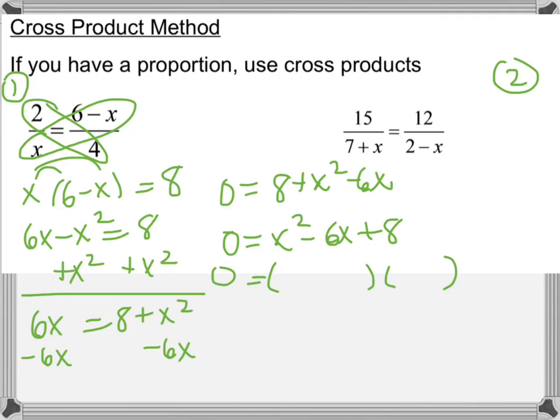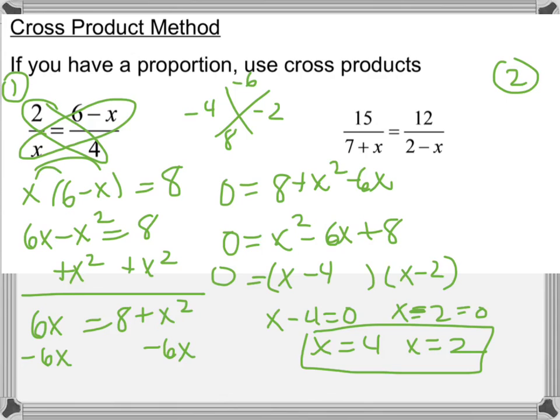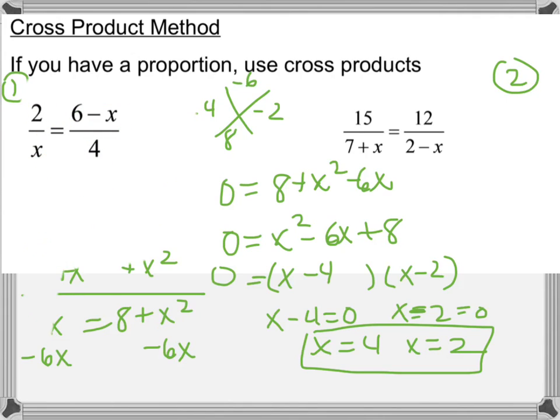Okay, so to factor a trinomial, we use the x factor here. I'm looking for two numbers that add to negative 6 and multiply to 8. That would be negative 4 and negative 2, so it's x minus 4, x minus 2. And I'm going to make two separate equations here, x minus 4 equals 0 and x minus 2 equals 0. That comes out as x is equal to 4 and x is equal to 2. So the solutions to the equation we started with are 4 and 2.